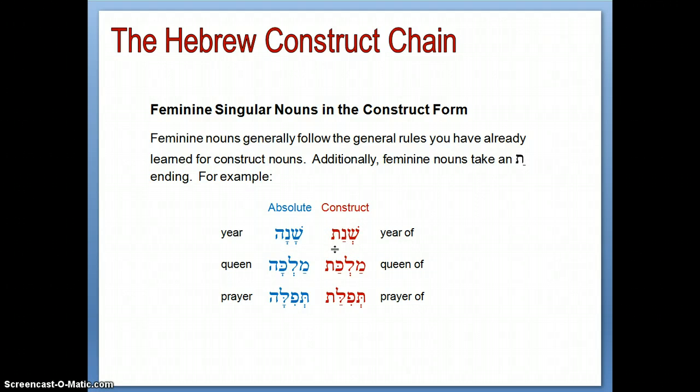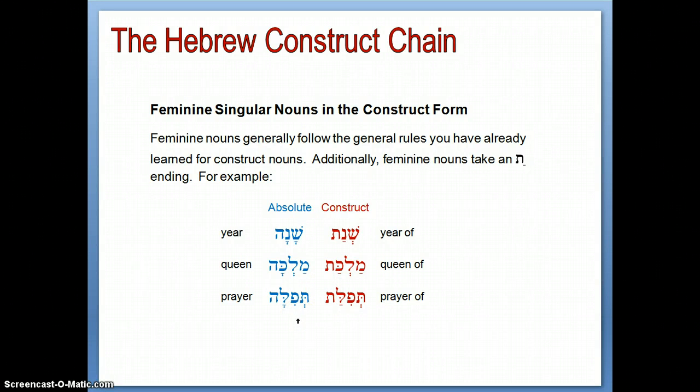So if we want to say year of the dragon, I don't know the Hebrew word for dragon, but we would have to say shenat instead of shana for the year of. Look at the example for queen. We have malka, and now we have malkat for the construct version of the absolute form malka, construct malkat.